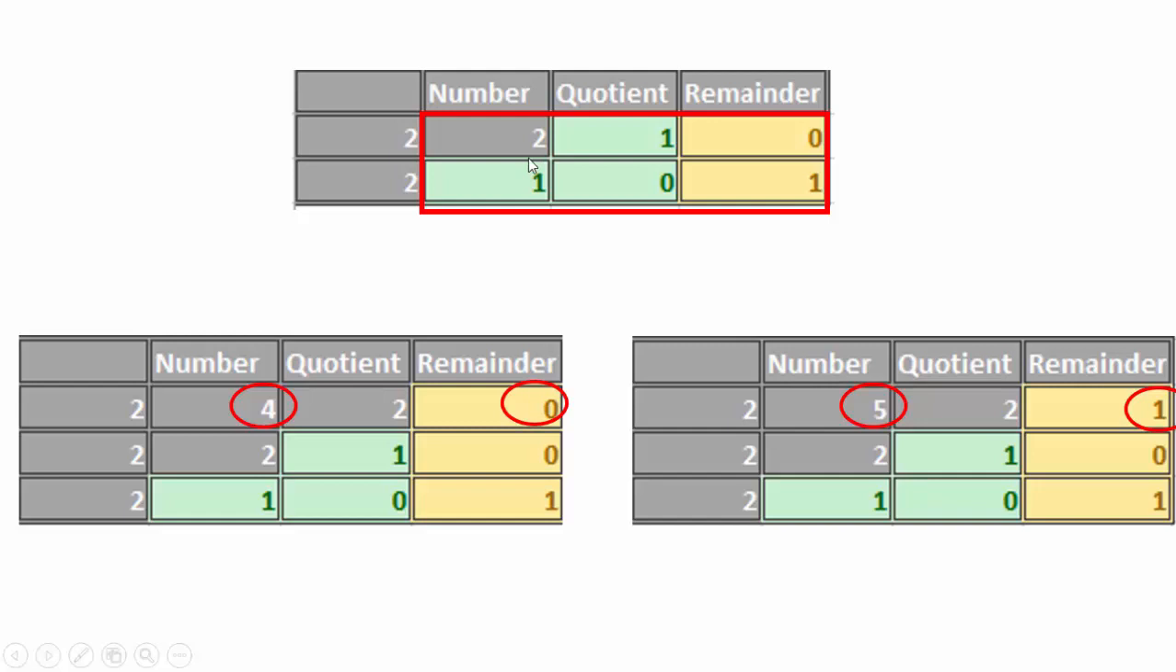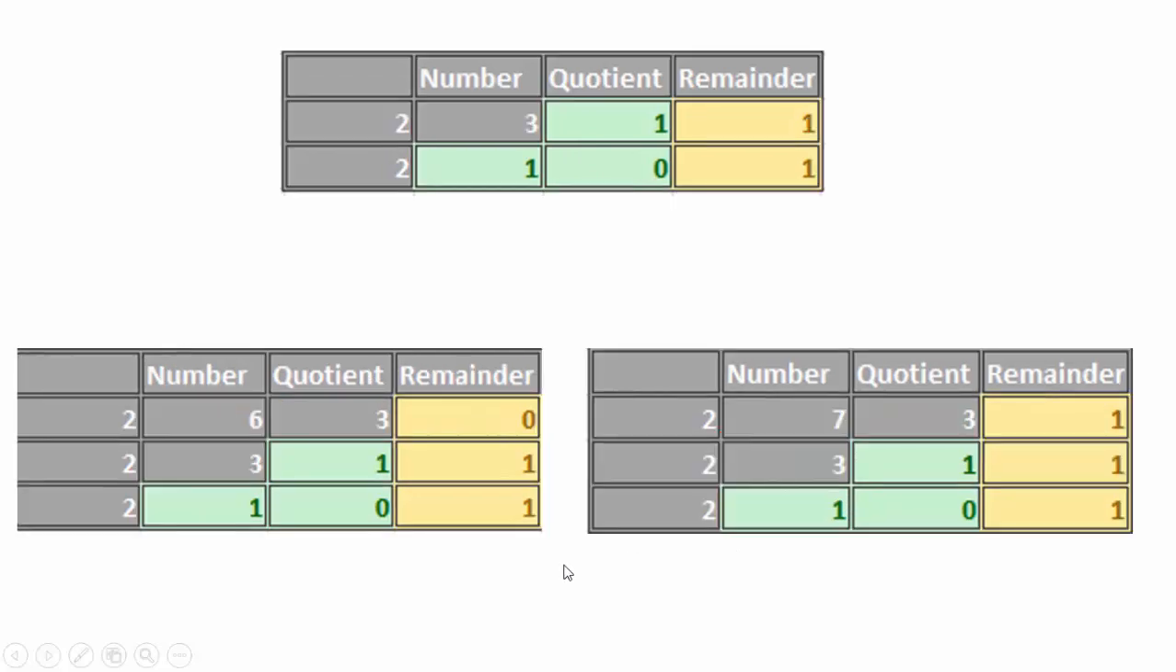And one more thing which we can observe over here is that after the first breakdown of number 4, the remaining steps are repeated same as for the number 2. Same applies for number 5 as well.